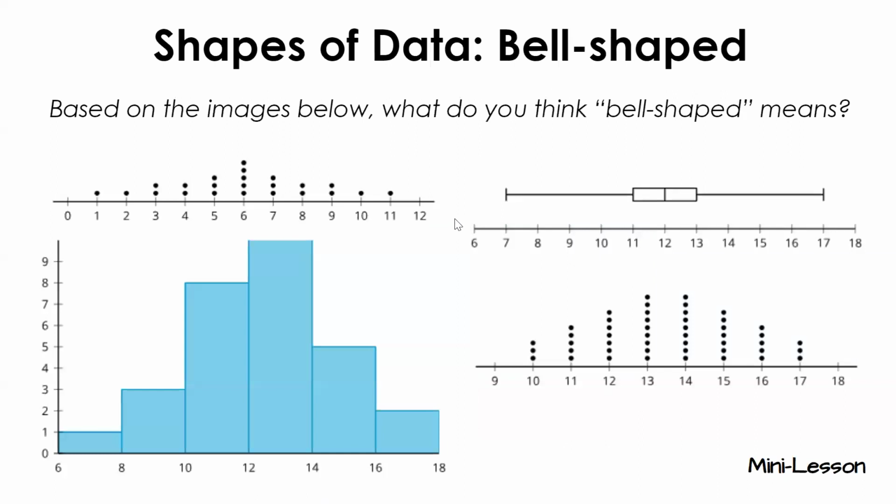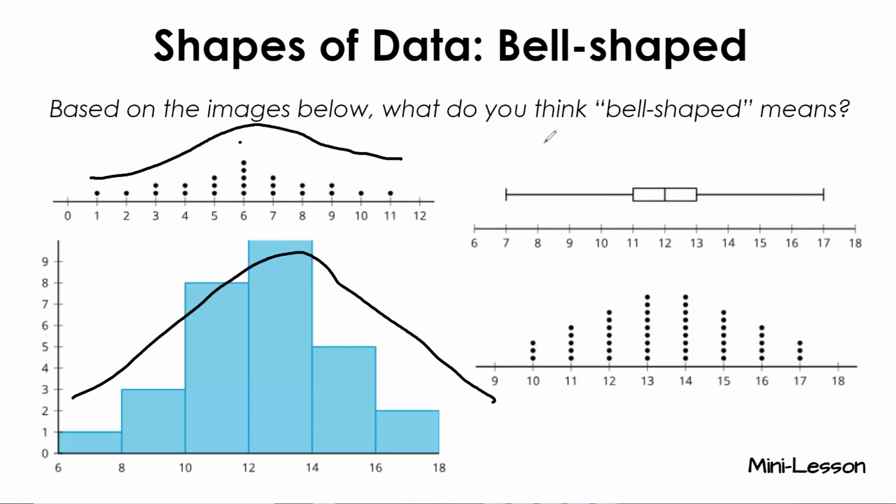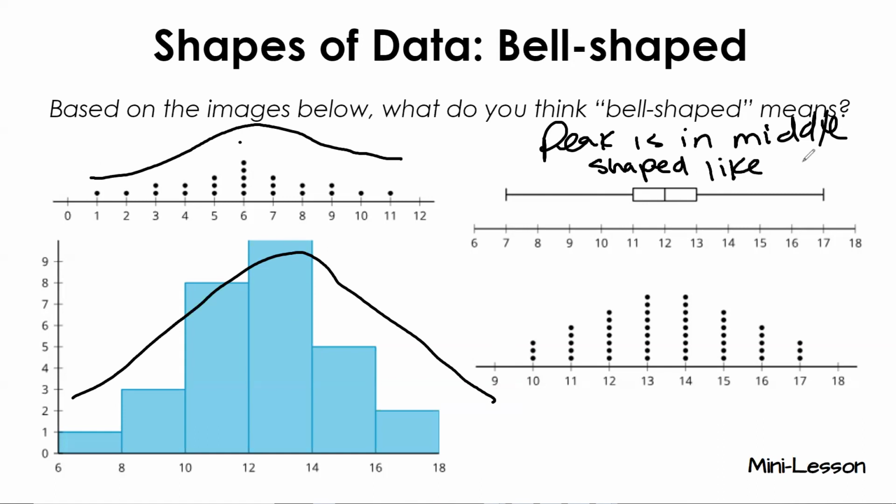Based on the images below, what do you think bell shape means? Bell shape. It's shaped like a bell. The peak is in the middle. And it's shaped like a bell. Cool. These are not trick questions. You just have to know these different words.